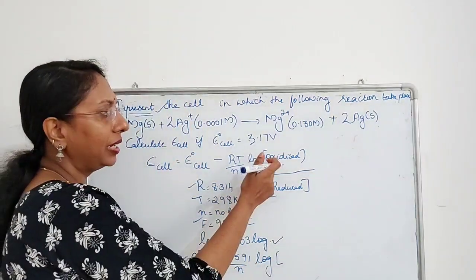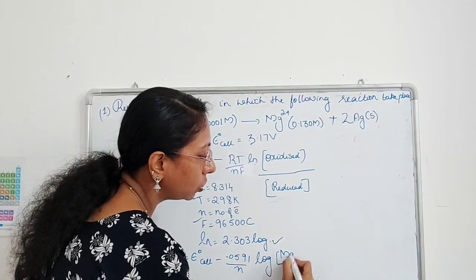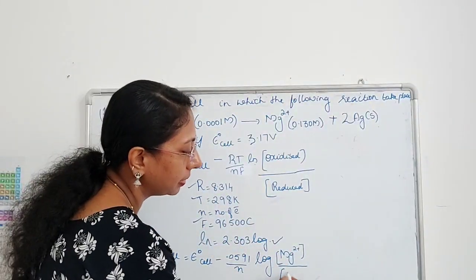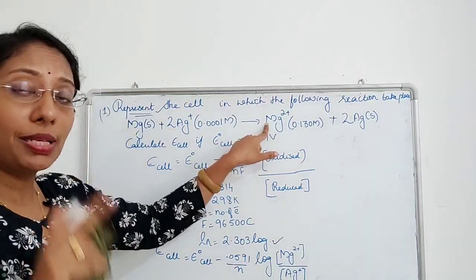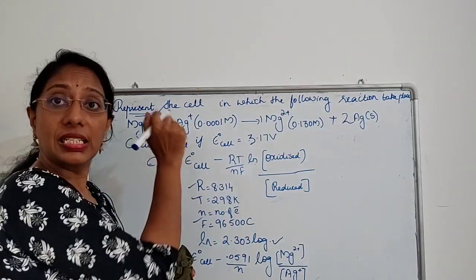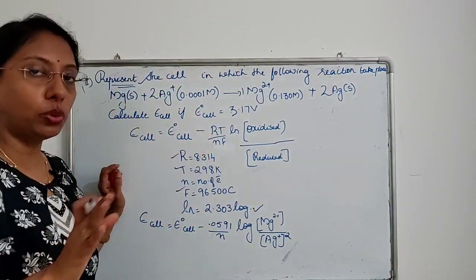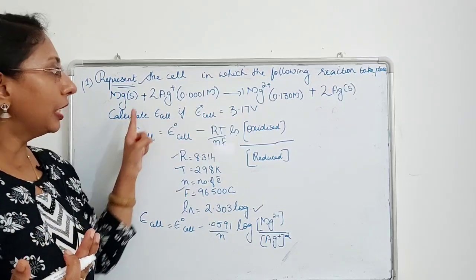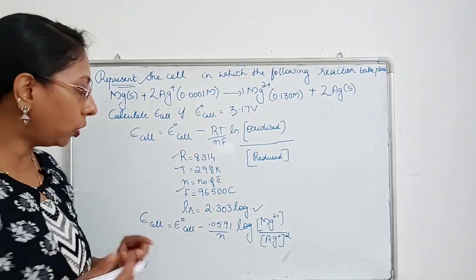Who is the oxidized state here? We know that Mg has oxidized. So Mg2 plus, divided by who has undergone reduction? Ag plus. Here, for Mg2 plus the coefficient is 1, isn't it? Here it is 1. But in the case of Ag it is 2. So we have to put 2 here. Otherwise, if we do the calculation without putting 2, our calculation will be wrong. So already we know that if there is any stoichiometric coefficient, then the concentration term is raised to that stoichiometric coefficient.